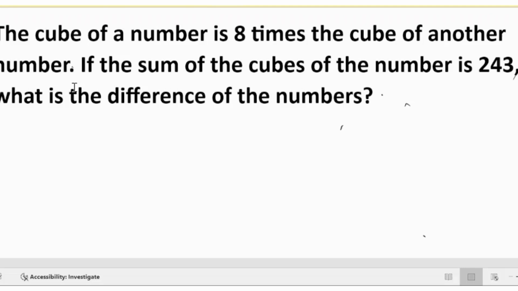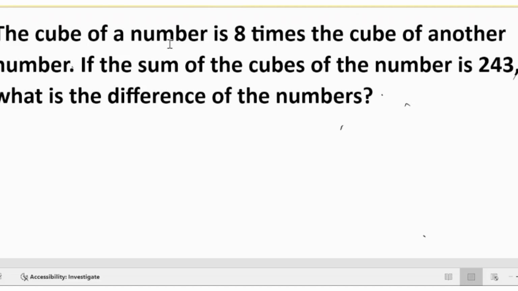And here we have this question. Let's read the question together. The cube of a number is 8 times the cube of another number. Full stop. If the sum of the cubes of the numbers is 243, what is the difference of the numbers? Yeah, that is our question. And here we need to form two equations for us to be able to solve this problem, and of course, we are going to use the substitution method.